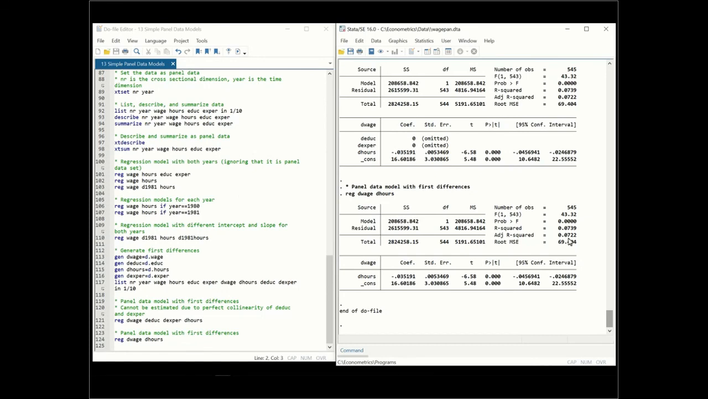So again, what we covered in here was the difference in differences model and the panel data model with first differences.